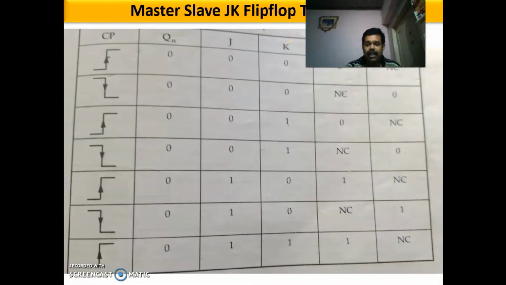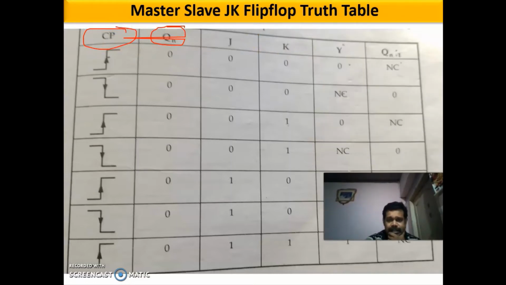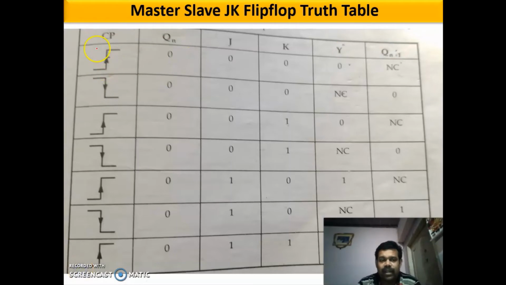Now this is the truth table of master slave JK flip flop. Here first one is clock pulse, next one is present state, then J and K inputs, then Y and Q of n plus 1. So it is having clock pulse, present state, inputs J and K, output of the master and output of the circuit. Okay.